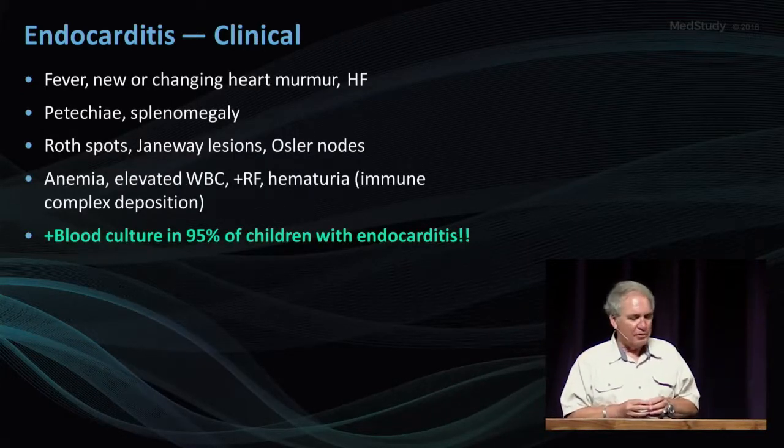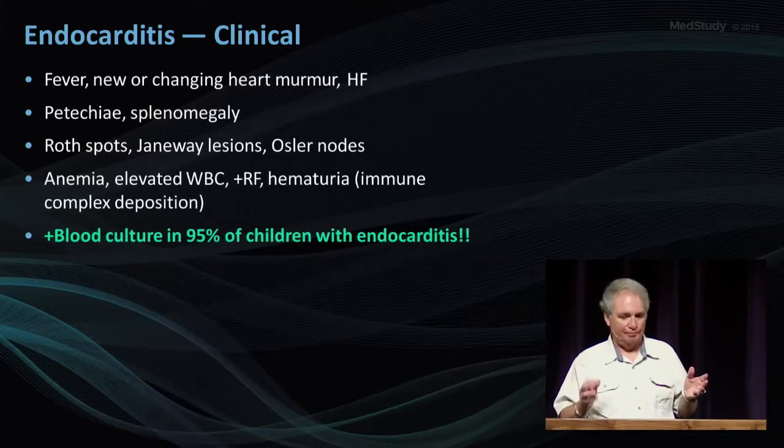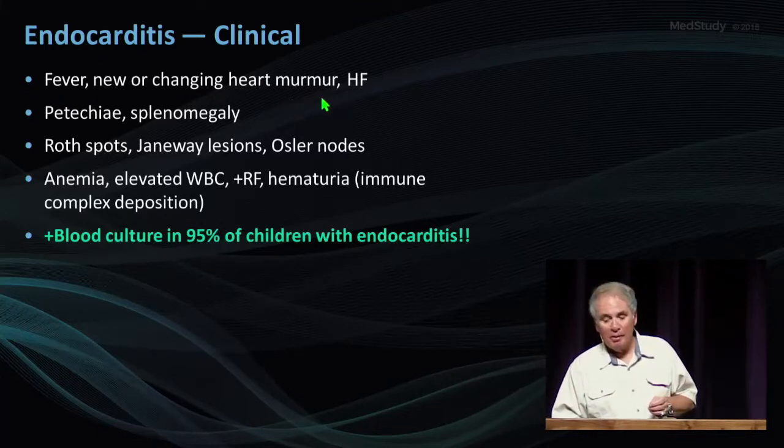How do we diagnose endocarditis? It's clinical. We expect fever, new or changing heart murmur, maybe heart failure all of a sudden for no good reason. Petechiae and splenomegaly, look for it. It's there, you'll find it. Roth spots, Janeway lesions, Osler nodes. I'll show you some pictures. I've not really seen these in pediatric patients.